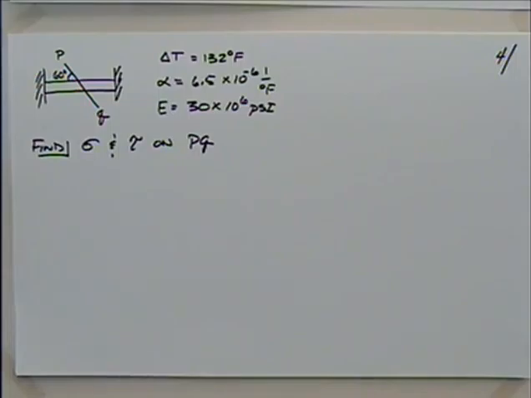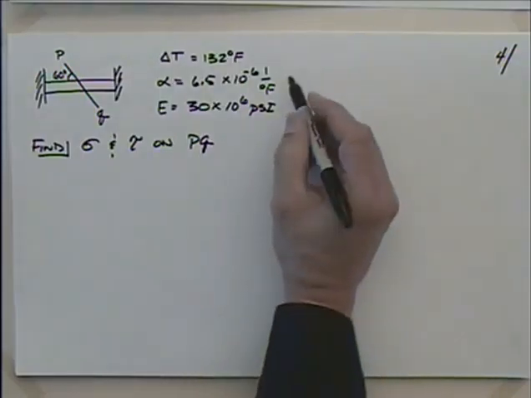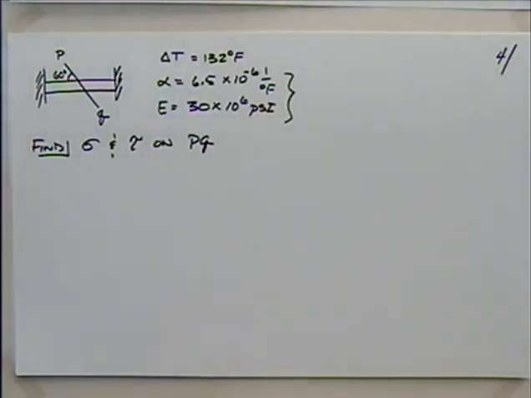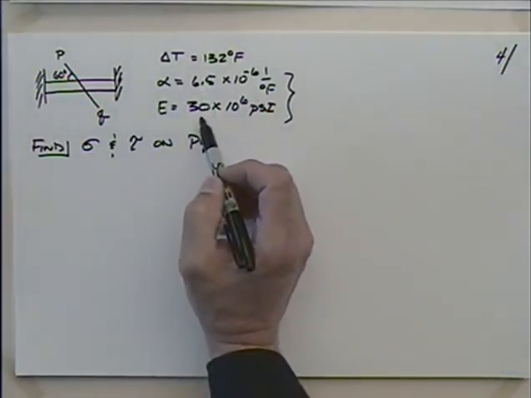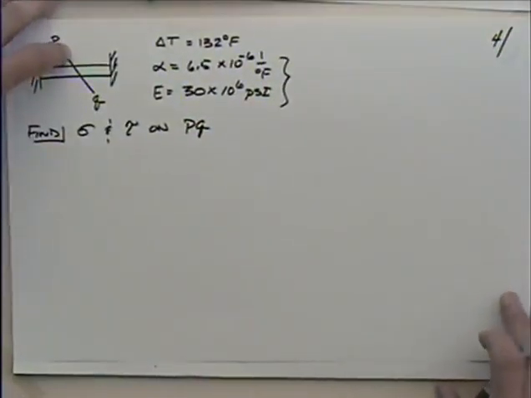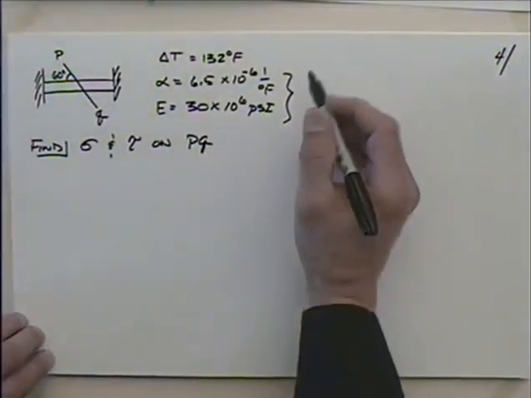Okay. So what kind of material is this based on those numbers? It looks like it's probably steel, doesn't it? Okay, if it was closer to about 12 or 13 on the alpha, I'd think aluminum. Certainly aluminum is going to be lower on E. I think both these numbers fit steel pretty well. So it's probably steel.